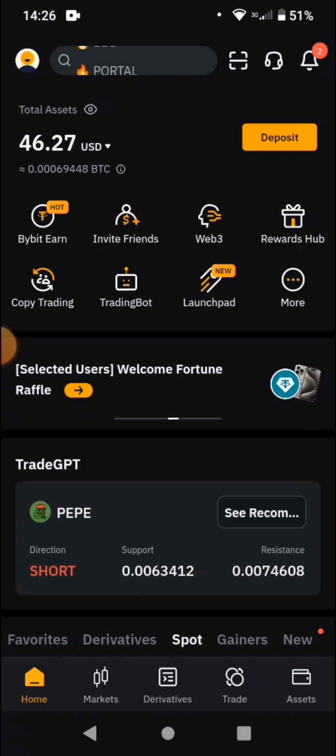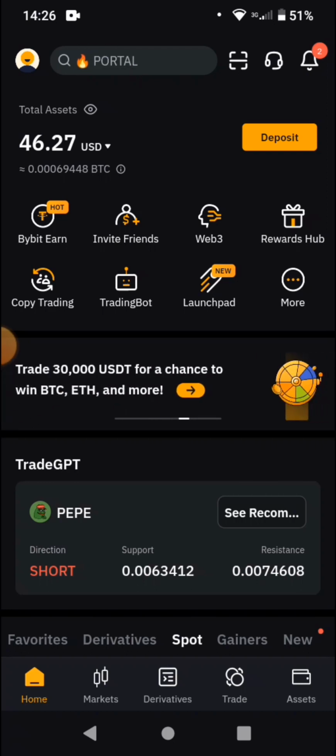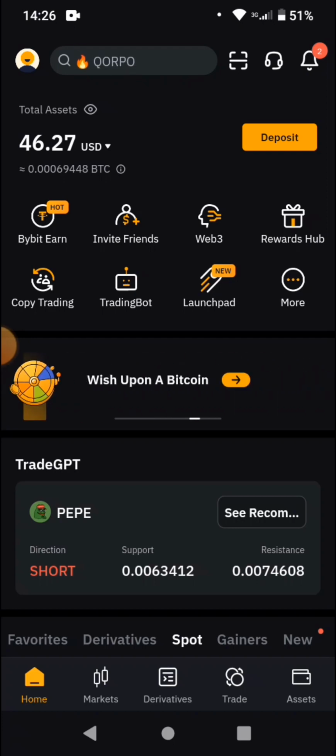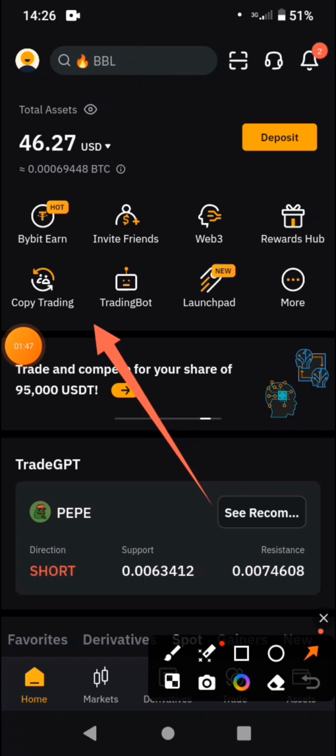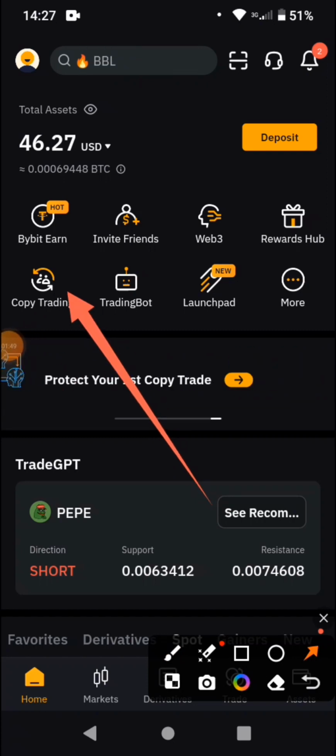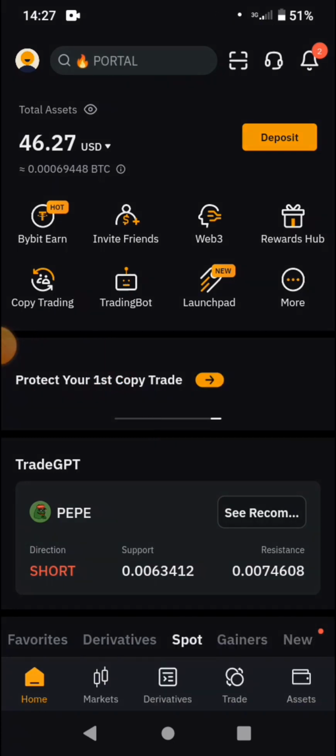Alright, so when you arrive here, let's say you have created and verified your ByBit account, you are going to come here, where this arrow is pointing, right? You are saying what? Copy trading. You are just going to tap in this particular copy trading. It's going to take you to the copy trading portal. That is where you are going to be placing your trades.